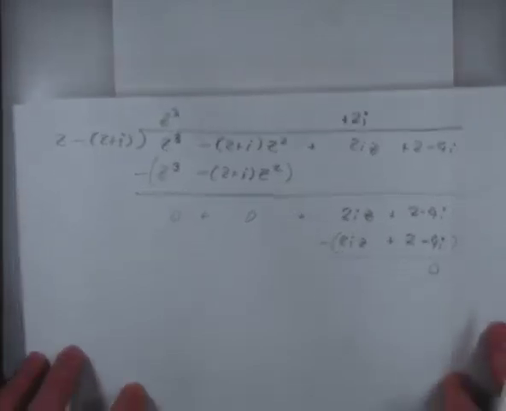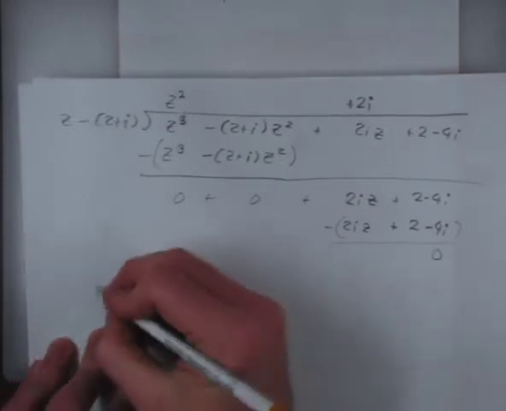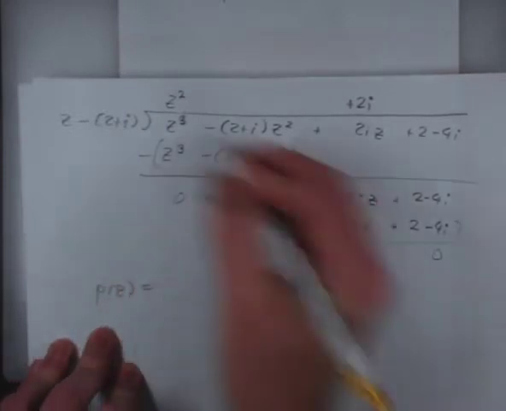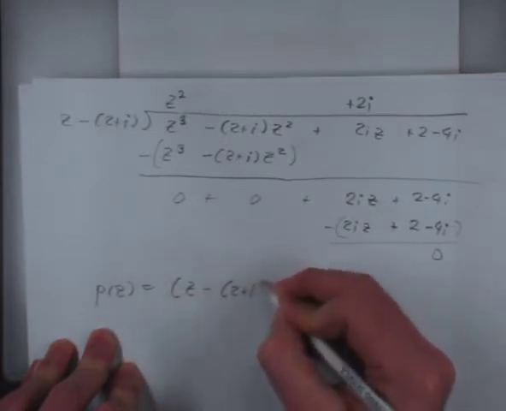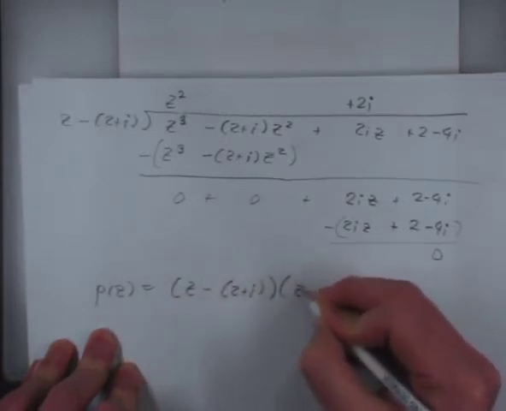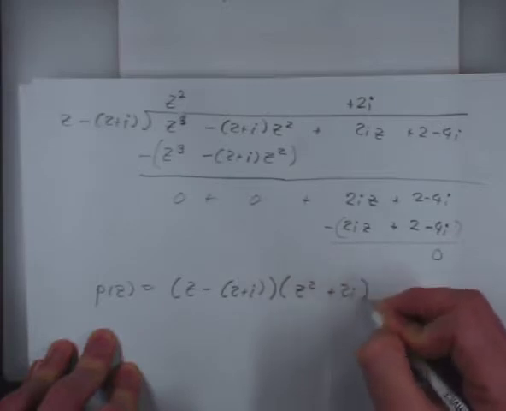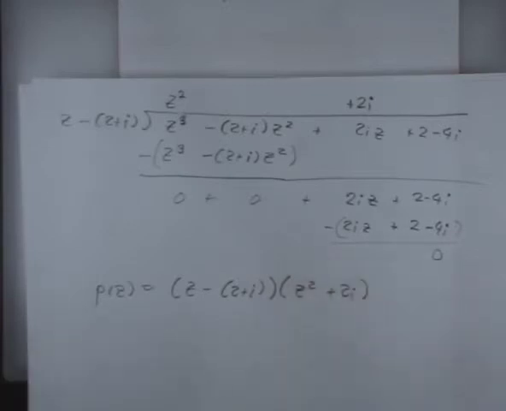Okay, and so therefore P of z, this is P of z, is z minus 2 plus i times z squared plus 2i. Yay. So in order to find all of the zeros, now I need to factorize this. Or at least make it equal to 0 and solve the equation, right?